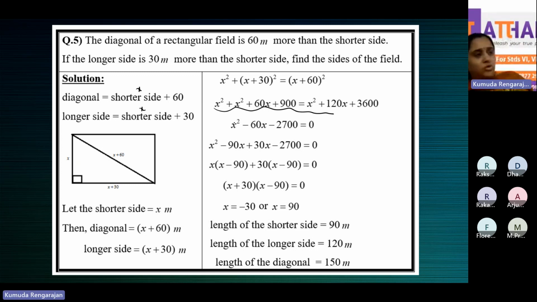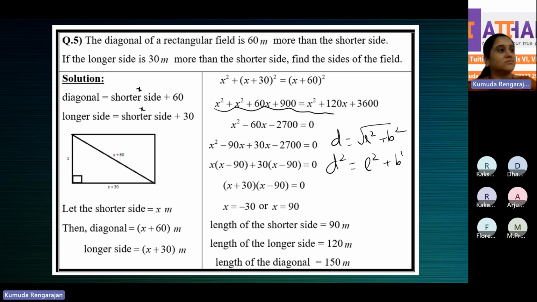Diagonal is equal to root of L square plus B square. Yes, that's also Pythagoras theorem. It's the same thing. You can use it. See, diagonal is equal to root of L square plus B square. Just square on both the sides. Diagonal square is equal to L square plus B square. It's the same thing.